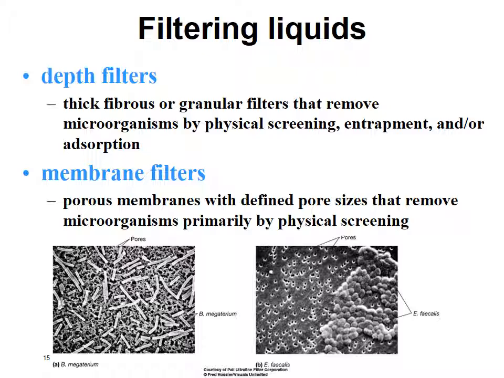In A, you can see the bacterium Bacillus megaterium being caught on a nylon membrane. And this membrane has a bacteria removal rating of 0.2 microns. This image is at times 2000 magnification. The image to the right shows the bacterium Enterococcus faecalis resting on a polycarbonate membrane filter with a pore size of 0.4 microns. And this image was taken at times 5900 magnification.